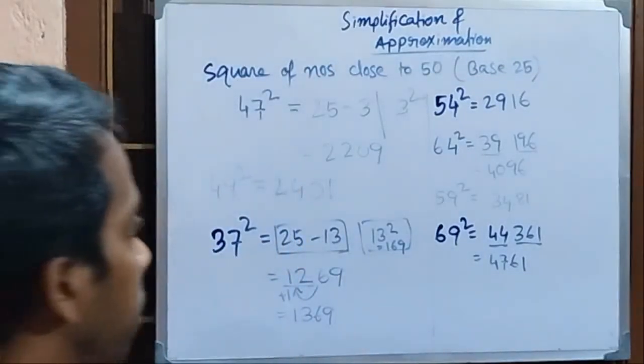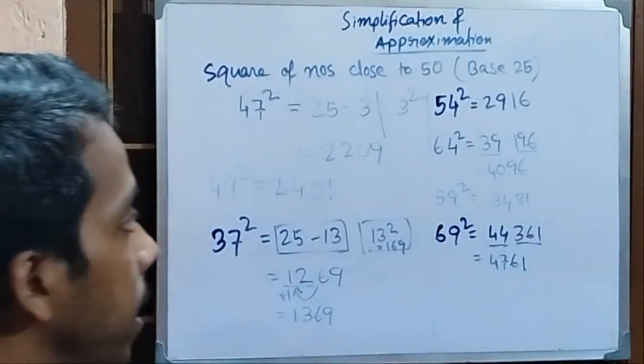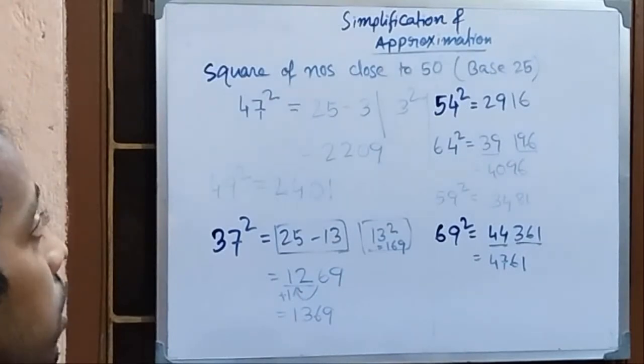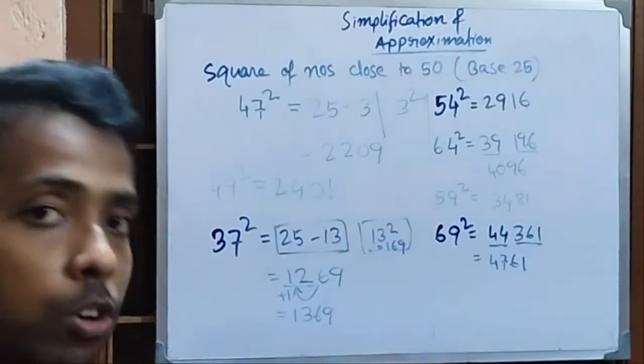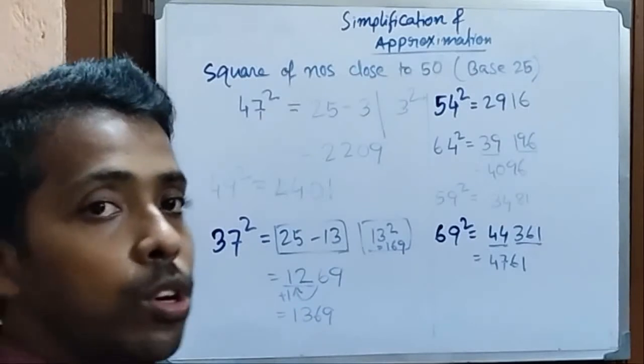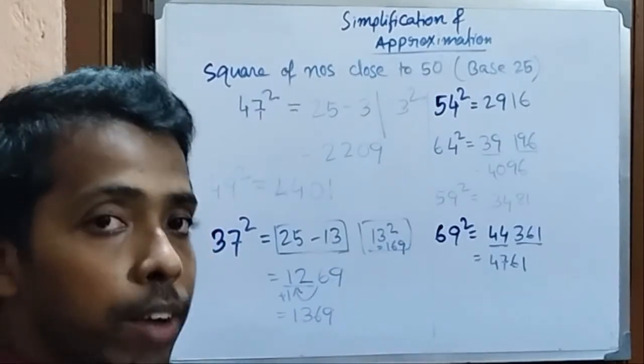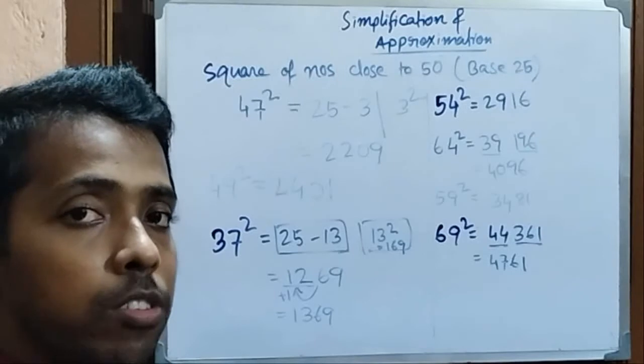Okay. I think you understood this much, how to find the squares of numbers close to 50. Now we will move to finding the squares of numbers close to 100.